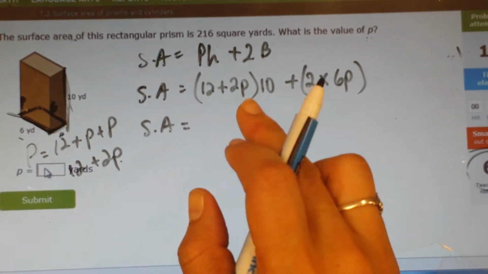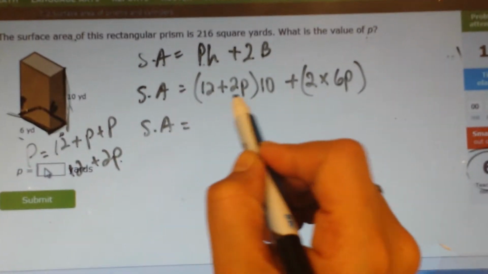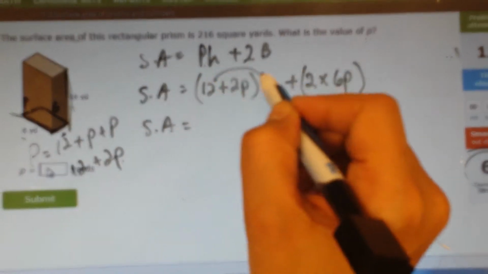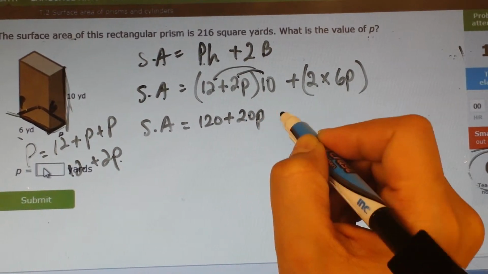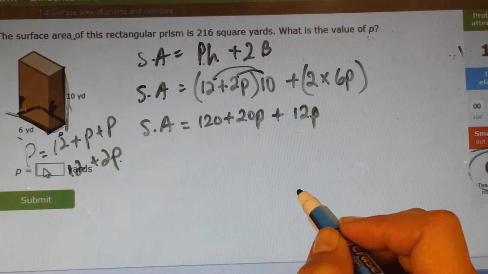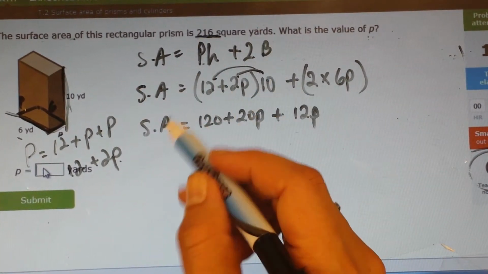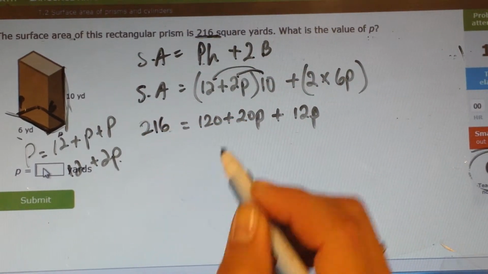Alright, so again, remember, it's the whole perimeter multiplied by the height. So I got to do this first and then multiply by the height. So I'm just going to open my parentheses real quick and get 120 plus 20P plus, and 2 times 6P is 12P. Okay, alright. Oh, they gave us the surface area is 216, so instead of having surface area here, I'm going to write 216.